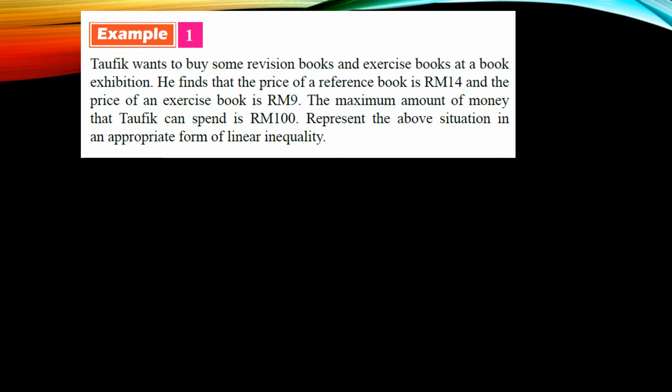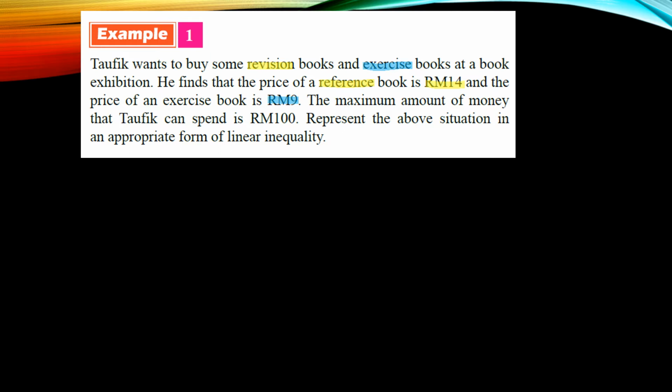So from here, you can see that you have two types of book. One is revision book, or we can say reference book. Both are the same. That is 14 ringgit. And another type of book is exercise book. The price of the exercise book is 9 ringgit. So from this information given, you have two types of book.